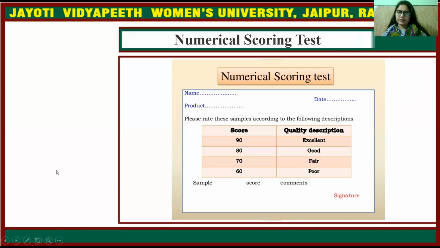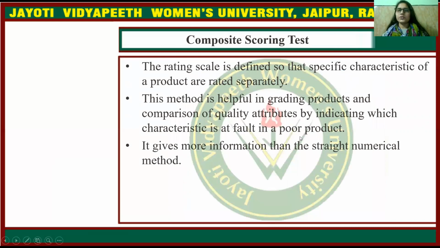Okay, so in these row columns, you have to write the sample name and sample code, and mention the score. For example, if the product's overall acceptability is excellent, then your score here is 90. If you want to give any comment on the food product or suggest any changes, you can write it here, and then the signature.